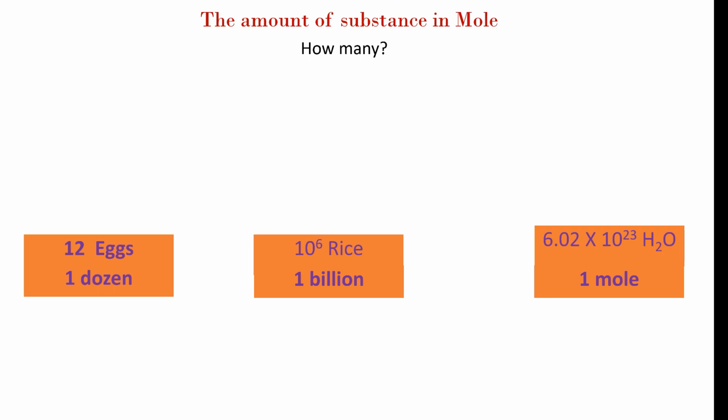And here you get 3 sets or 3 packages. First one is a small package, contains only 12. We call this 1 dozen. Second one is another package, contains 10 to the power 6. We call this 1 billion. And the third is a big package, 6.02 into 10 to the power 23. We call this 1 mole. These 3 are similar because they are packages of different number.